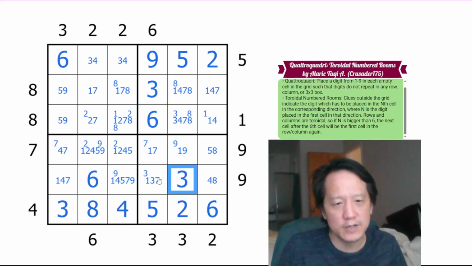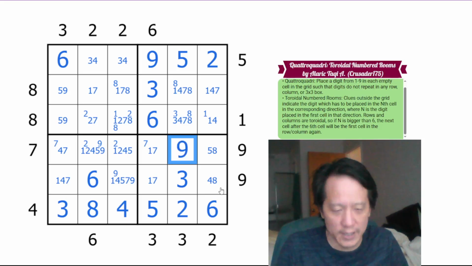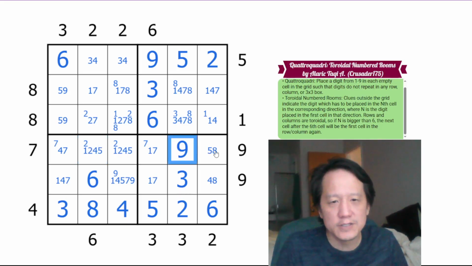It has to be here. This can't be 3. This becomes a 1-7 pair in this box, which eliminates 1 and 7 in the rest of the box. This can't be 1, so this must be 9. That means this can't be 9 here. This 9 means that 9 has to be in the 8th position, so this is 8, which makes this 4. So 9 has to be in the 4th position, so this is 9.